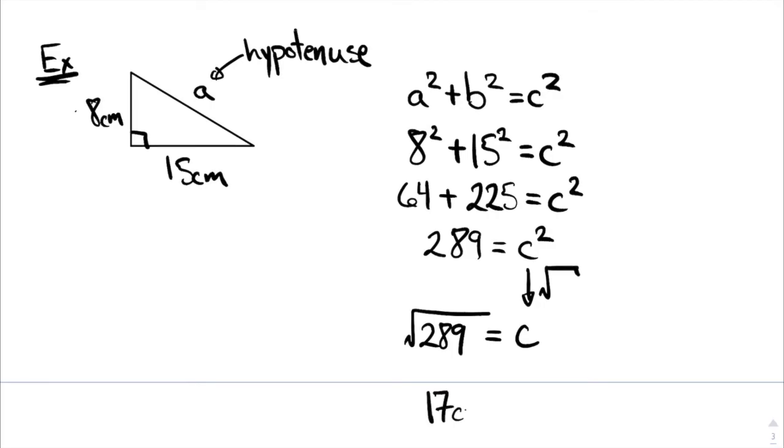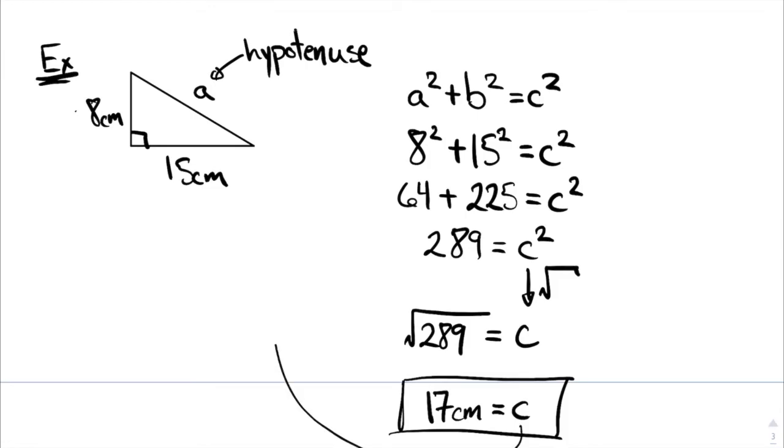The square root of 289, you may know it, you may not. If you plug it into a calculator, you'll get 17 centimeters. And if it was on your no calculator portion of your PAT, they would be fairly easy numbers to work with. Nothing like the square root of 289. But bear with me, it still always will work. And now we have our answer of 17 centimeters.